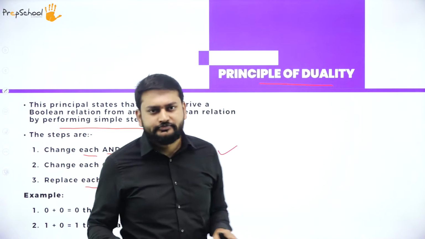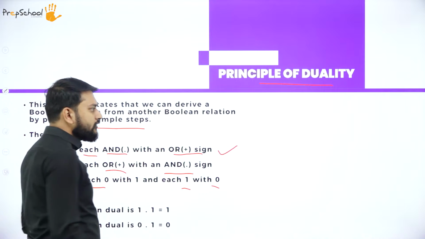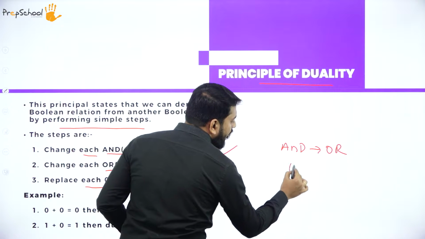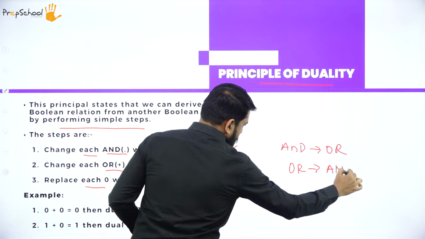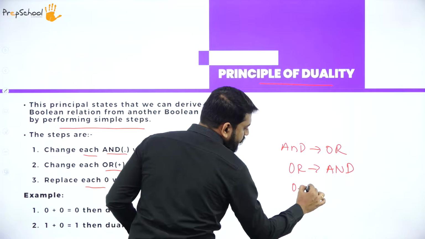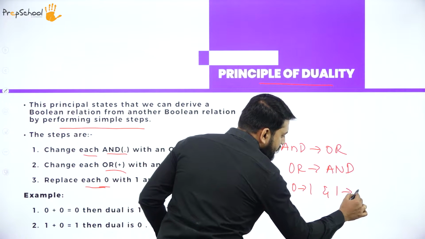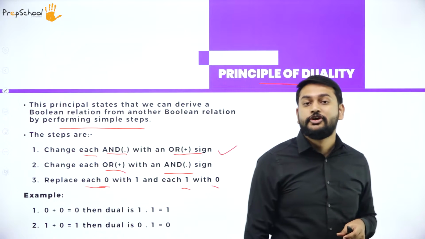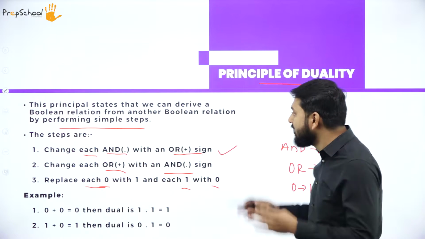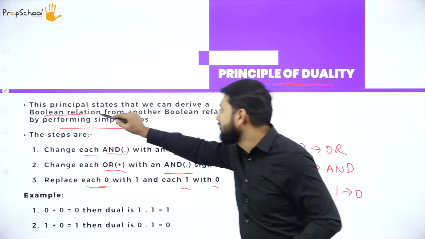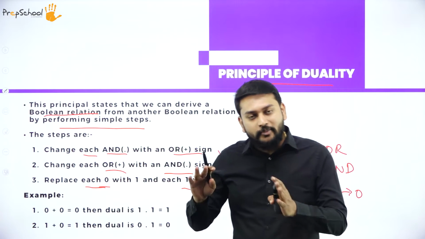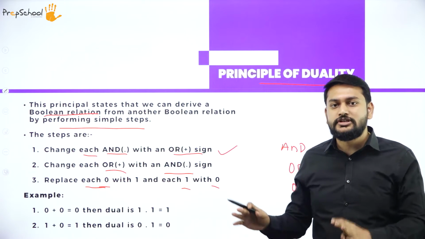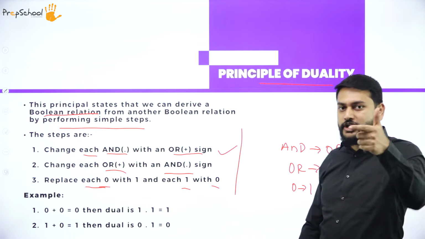It's very, very simple. If you have AND, change that to OR. If you have OR, change that to AND. If you have 0, change that to 1. And if you have 1, change that to 0. That's what you need to remember. So this is what I will call the principle of duality. Why do we have the principle of duality? It's very important. You can derive one Boolean relation from another Boolean relation by performing these steps. That's what you need to remember.